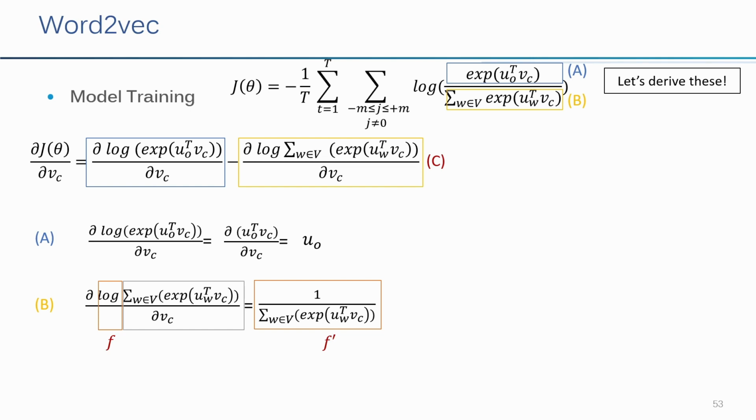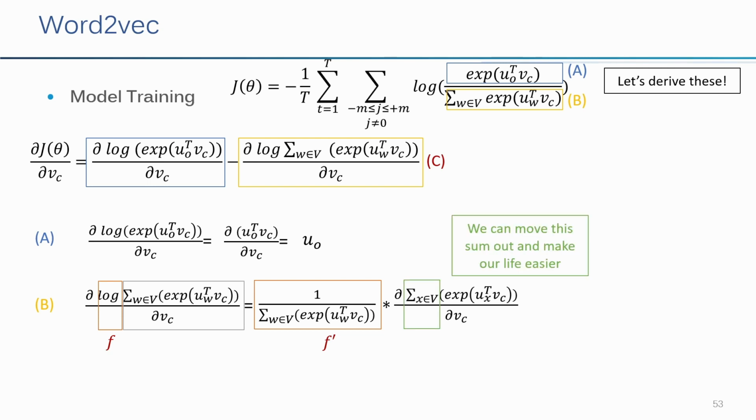So 1 over the sum of the exponential of the dot product of all the words that we have in our vocabulary, times whatever I had there before, the derivative of whatever I had before there. And then to calculate the partial derivative here, well, before we do this, let's move this outside to make our life a bit easier.